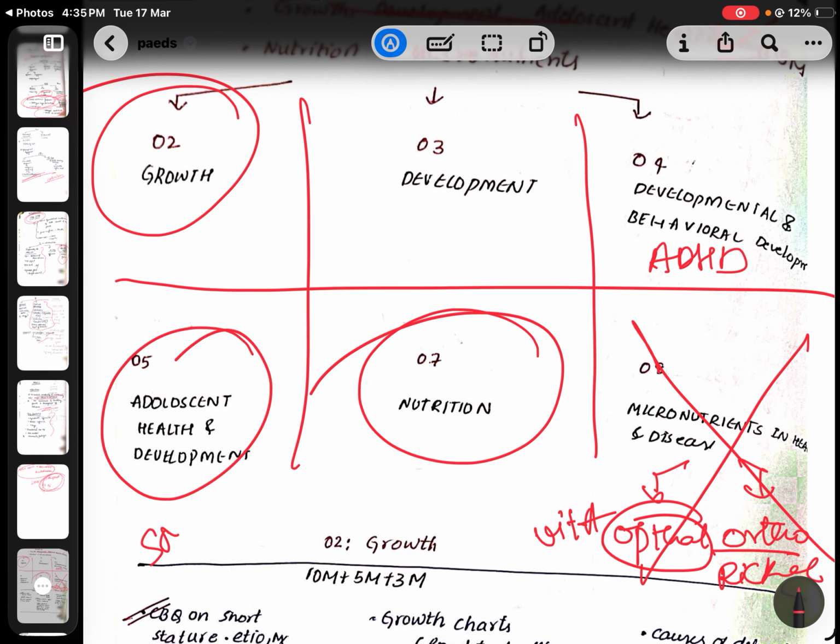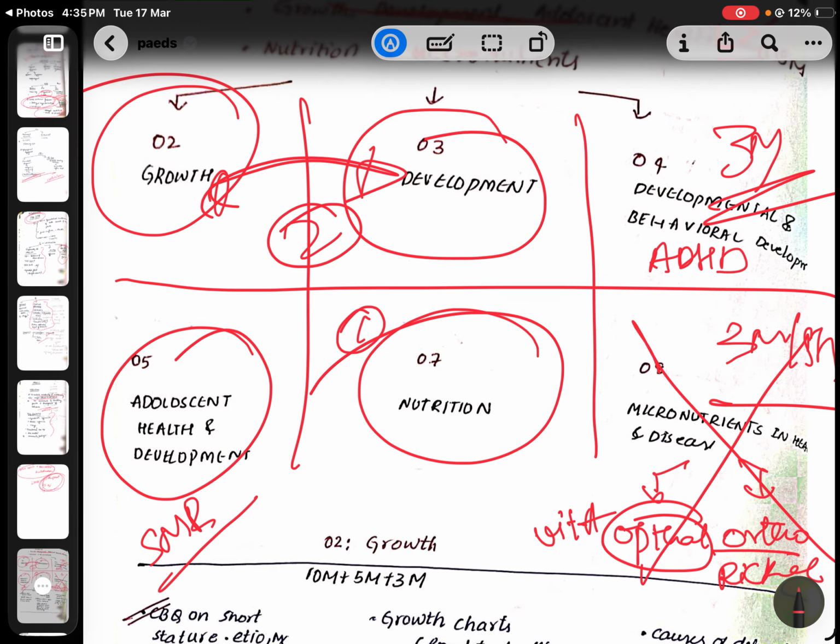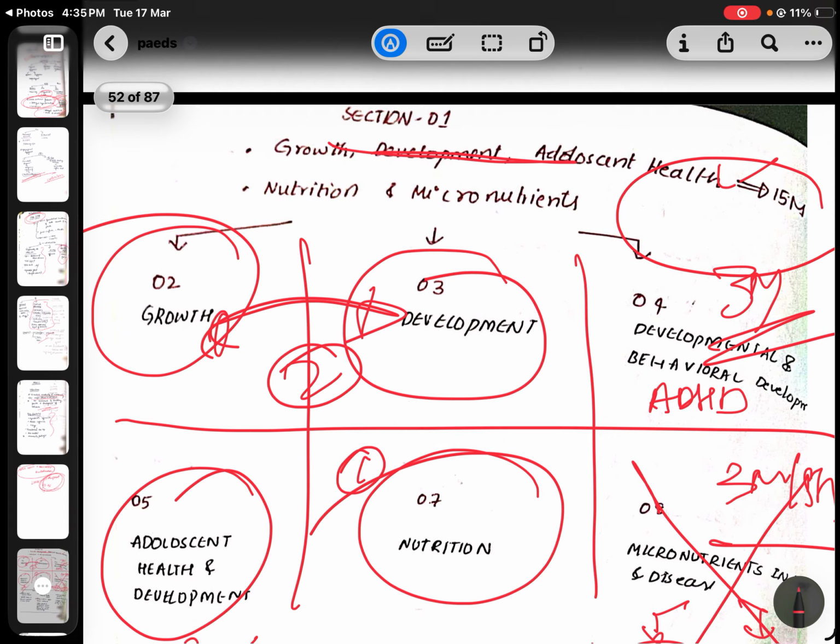Adolescent health, again SMR is one question. Development, again this is our overlapping topic. Either this or this should come. So these are the two main things which you need to develop. This is for 3 mark core. So we will be landing with 15 marks.